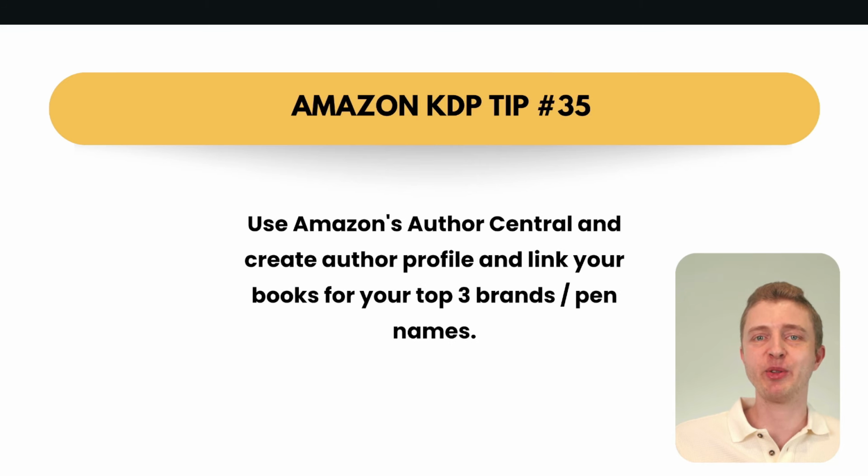Amazon KDP tip number 35 is to use Author Central to create an author profile for your top 3 pen names or brands. And then for each of those, you can link all of your books together. And then what that does is that if a person likes your book, they can click on your author name or pen name on the Amazon search results page for your listing. And then when they click on your name to see more, they can see all of the books that you've published under that pen name. And in that way, they can also find more books. They can buy more books from you and overall help you get more organic sales and better rankings on Amazon.